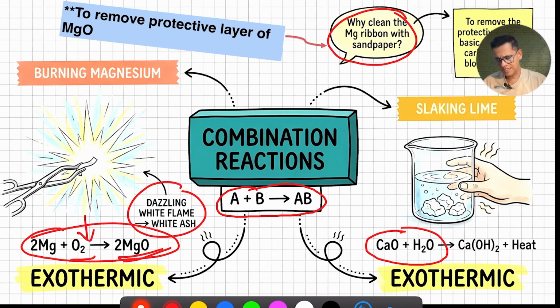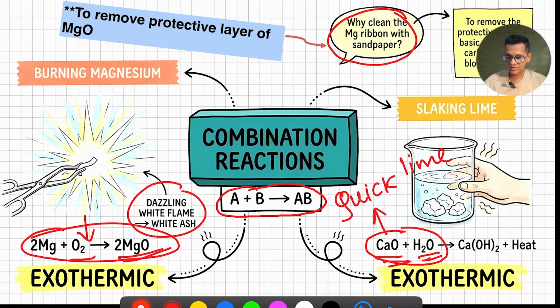Also, in the other example that we are going to see here, we have taken calcium oxide, and this calcium oxide is mixed in water. Calcium oxide is commonly called quicklime. And when this quicklime reacts with water, it simply forms calcium hydroxide. Calcium hydroxide is commonly called slaked lime. So you have to remember these names. Quicklime and slaked lime could be asked in MCQs and such questions.